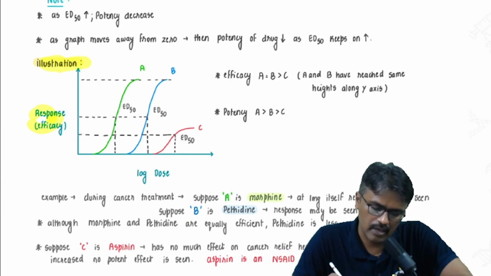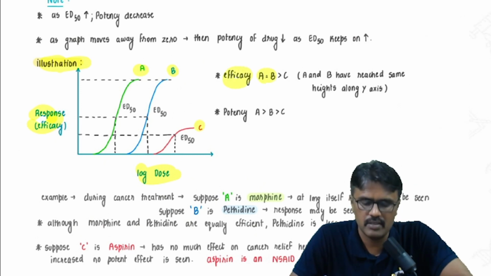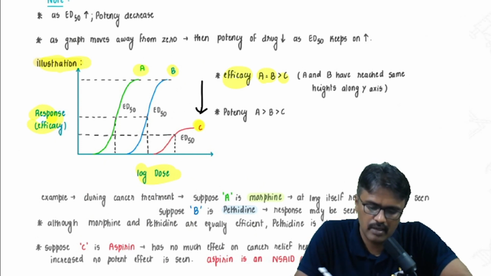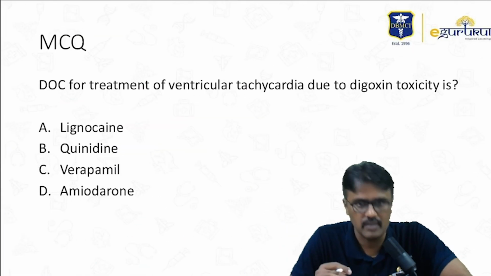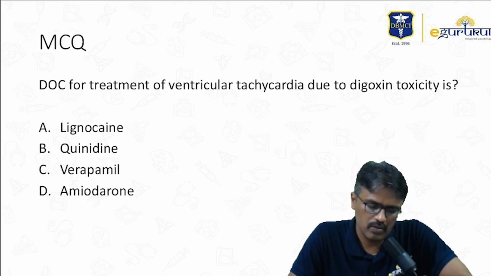So, response and efficacy against log dose. You can see A, B, C. Efficacy wise, I told you A and B are equally efficacious and C is less, because on the y-axis it is lower. Potency wise, A is more potent than B, than C. So this is the potency graph which we discussed. Now moving on to the next question.